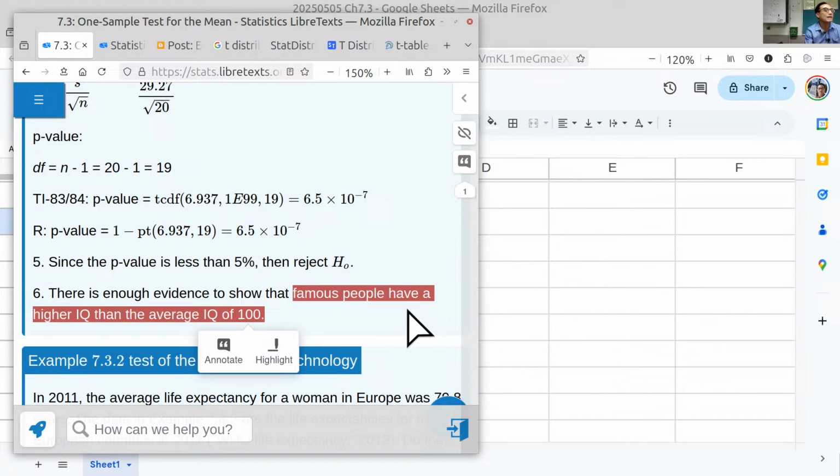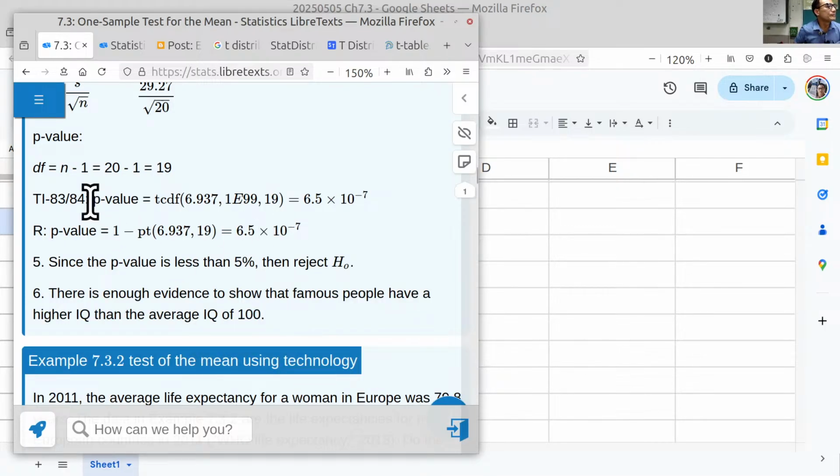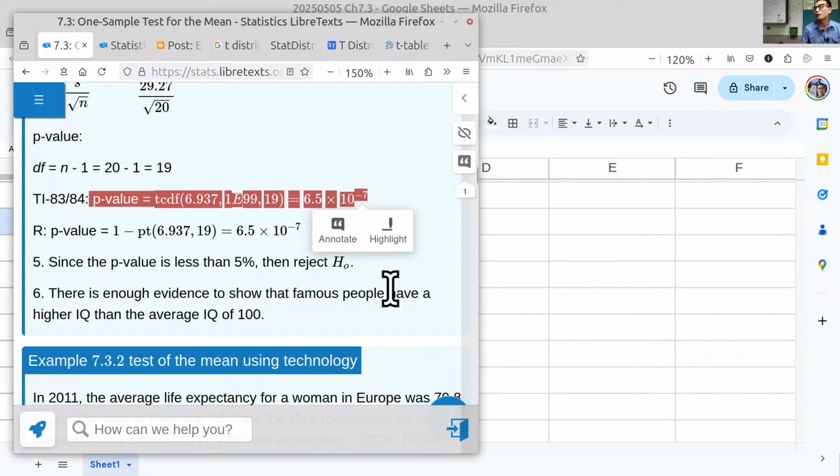It means there is enough evidence to show that famous people have a higher IQ than the average IQ of 100. Now I have a question: do you know how to get the p-value? What does it mean? P is for probability, and the probability 6.5 times 10 to the minus 7 is very, very small. It means they are different. Those famous people are smarter than the average. That's the conclusion.